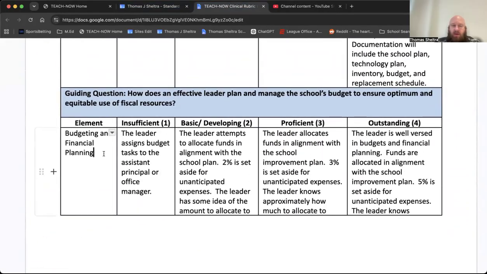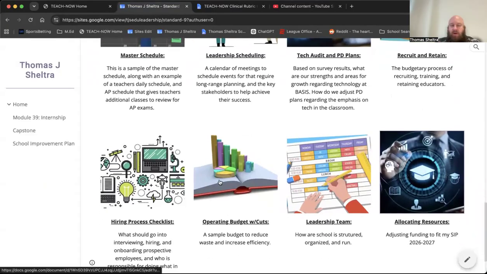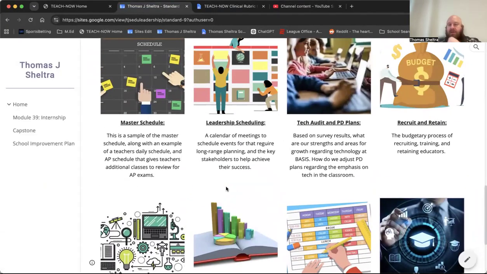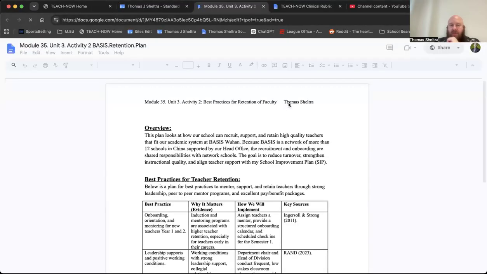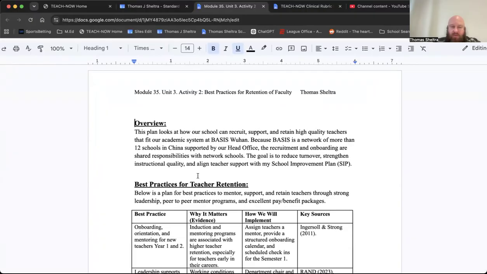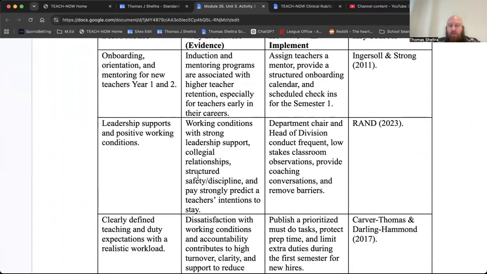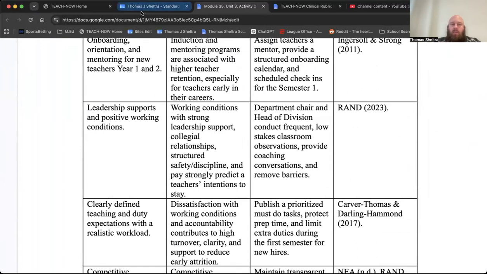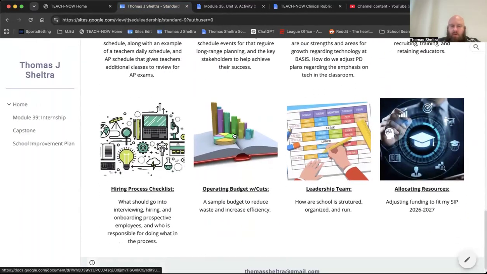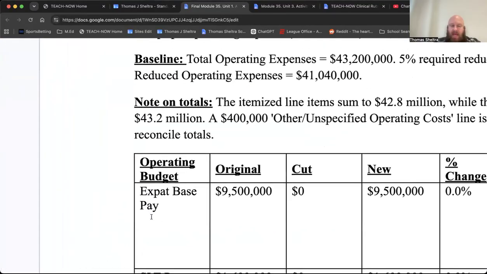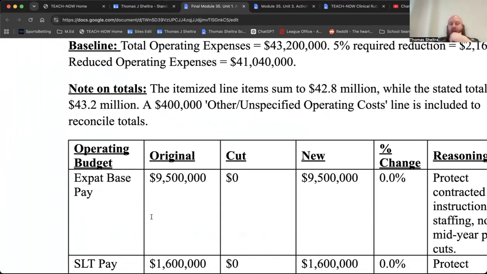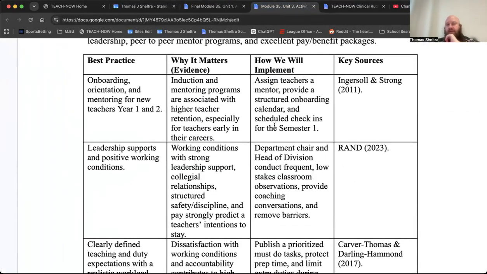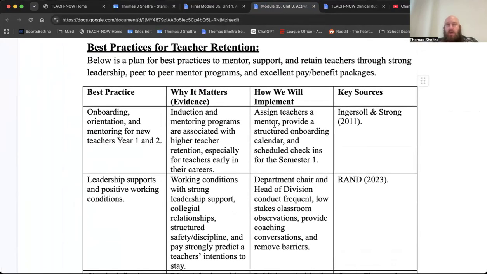And then the last part was budgeting and financial planning. That was how does an effective leader plan and manage the school budget to ensure optimum, equitable use of fiscal resources? So again, that goes into the operating budget here with cuts. But a couple areas that I want to look at is also the recruitment and retention of teachers. Part of that goes into our financial planning, because when we look at the budget here, expat pay tends to be the largest portion of our school budget because of the salaries and benefits.